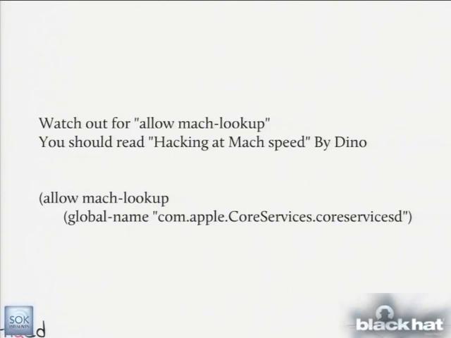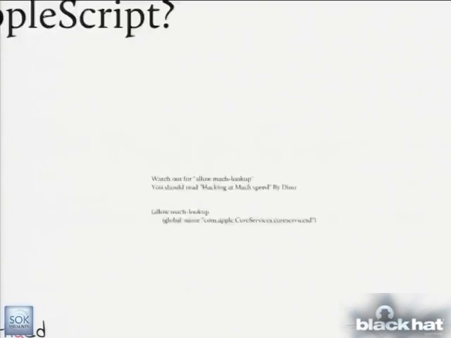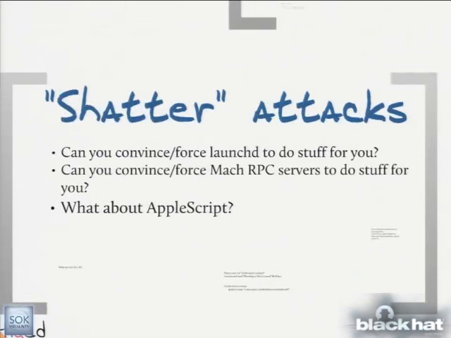If you want to take this path, you should watch out for the string that says allow mach-lookup. For instance, this is from the Safari profiles, and you are allowed to access a bunch of Mach RPC servers from Safari. One of them is coreservicesd. Also, if you are interested in Mach hacking, you should read Hacking at Mach Speed by Dino Dai Zovi. It's one of the few sources that I was able to find that describe Mach RPC exploitation in detail.